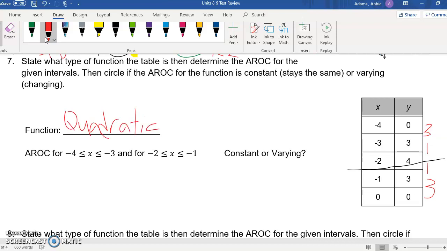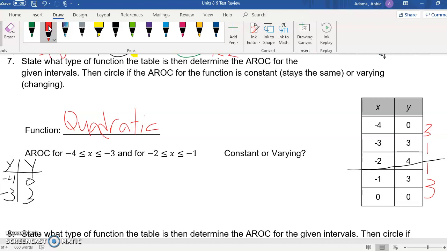All right, so let's find the average rate of change for the first interval. I feel like tables make it a little bit easier because it already tells you what the values are for each x value. It tells you the corresponding y value. So I'm going to make my own little chart here. When x is -4, looking at the table, y is 0. And when x is -3, y is 3.